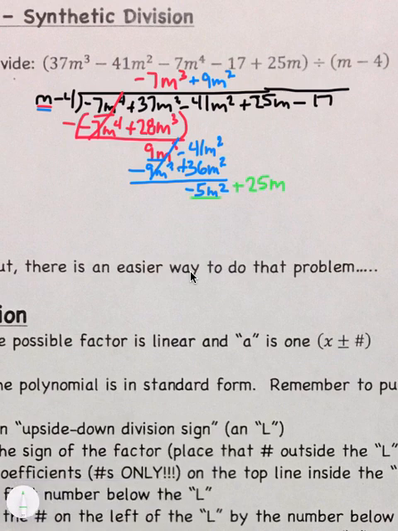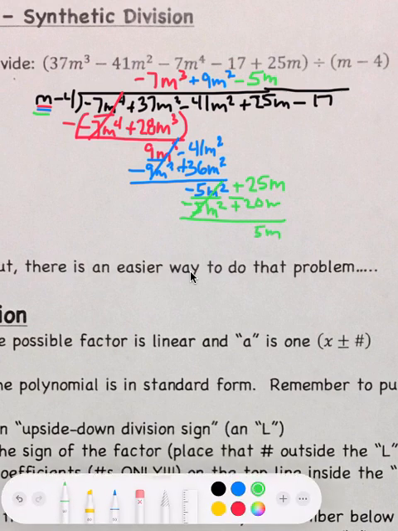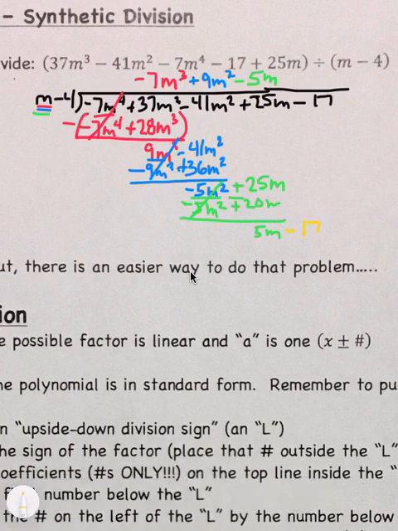Highest degree inside by highest degree outside. Negative 5m squared divided by m is negative 5m. We multiply that through. Negative 5m squared and 20m. When we subtract, these go away. This changes the sign. So we have 5m, and then bring down the negative 17.